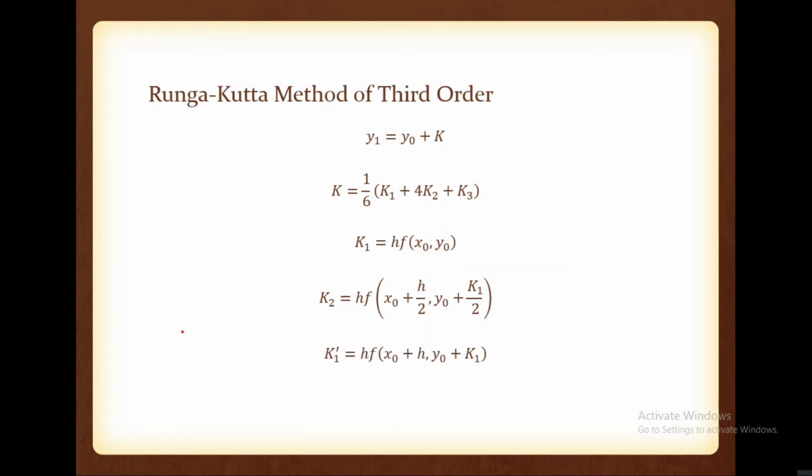And k3 is equal to, it has a hidden term also, k1 dash. K1 dash is equal to h into f of x0 plus h, comma y0 plus k1, and k3 is equal to h into f of x0 plus h, comma y0 plus k1 dash. These are the equations used for the third order method.